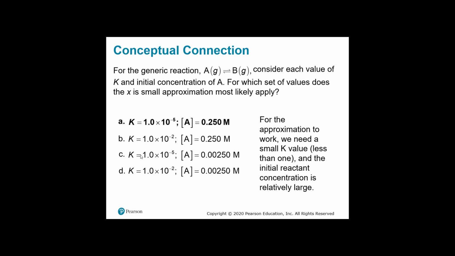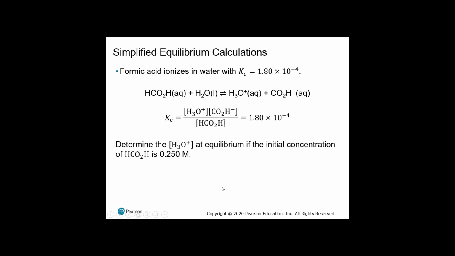I forgot, A meets both criteria. So this could be one where you could solve for A, check the percentage, and then kick it out so that you could make this problem to solve it a little easier. So for this, again, everything here is just what I said: a small K value, and the initial reactant has to be relatively large. All right, so let's do a problem like that.